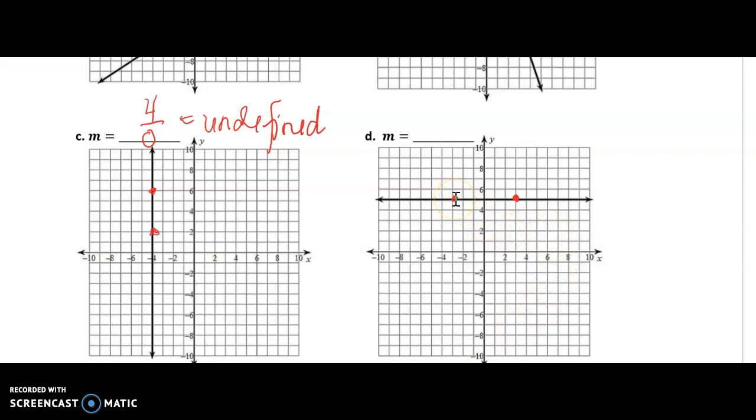Now, I don't have to rise anywhere, right? I don't have to go up or down. So my rise value is 0. And my run is going to be 1, 2, 3, 4, 5, 6. So I got a rise value of 0 and a run value of 6. And when I put that in a ratio of 0 over 6, that equals 0. So again, a straight across horizontal line will always have a slope value of 0.